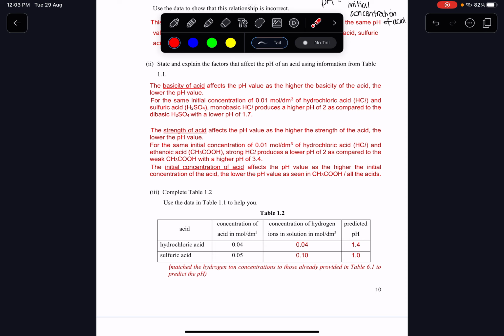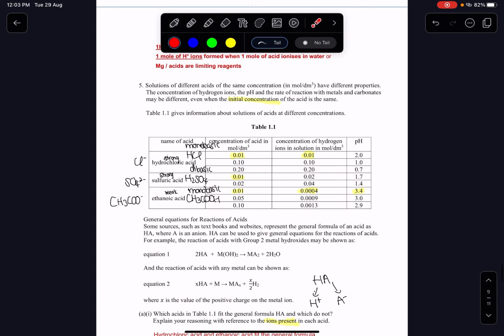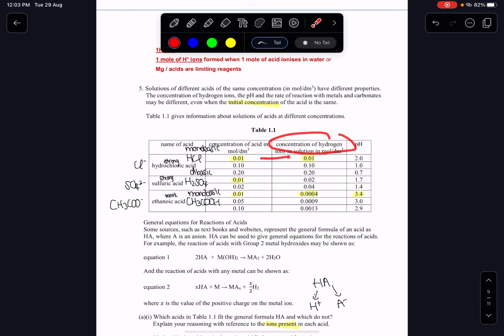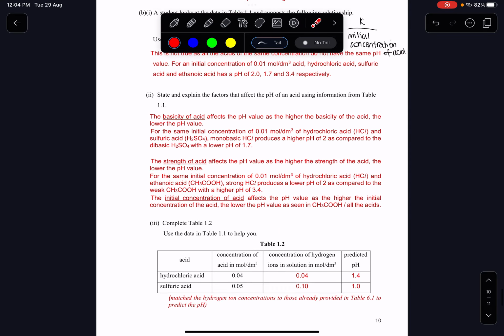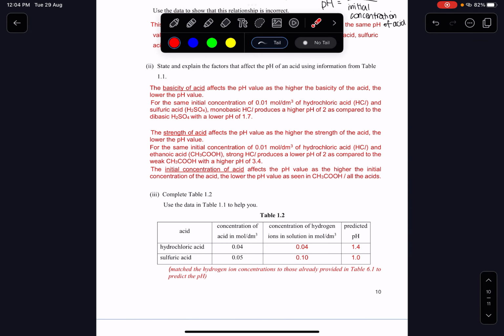Some of you said initial concentration of acid and concentration of H+, but you notice that concentration of H+ is dependent on the concentration of the acid. So it's like the same thing. You are saying the same thing but saying it as two different factors, but it's actually part of it. A lot of you failed to talk about the acids themselves.